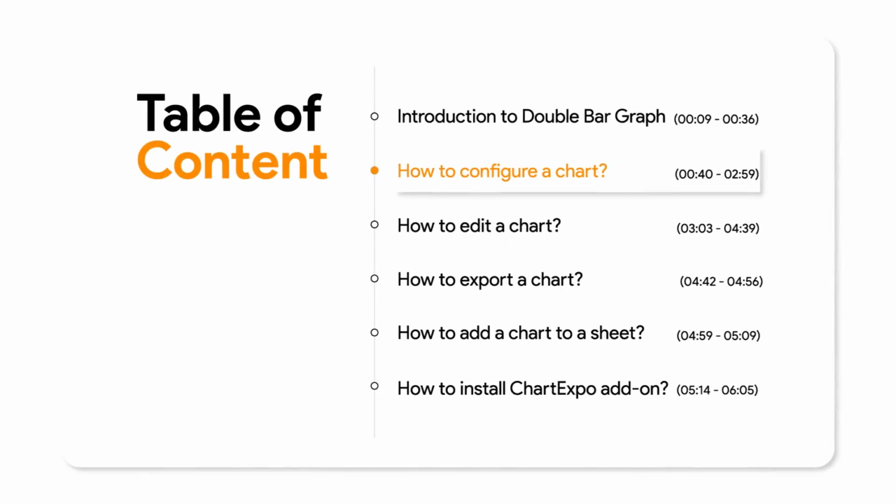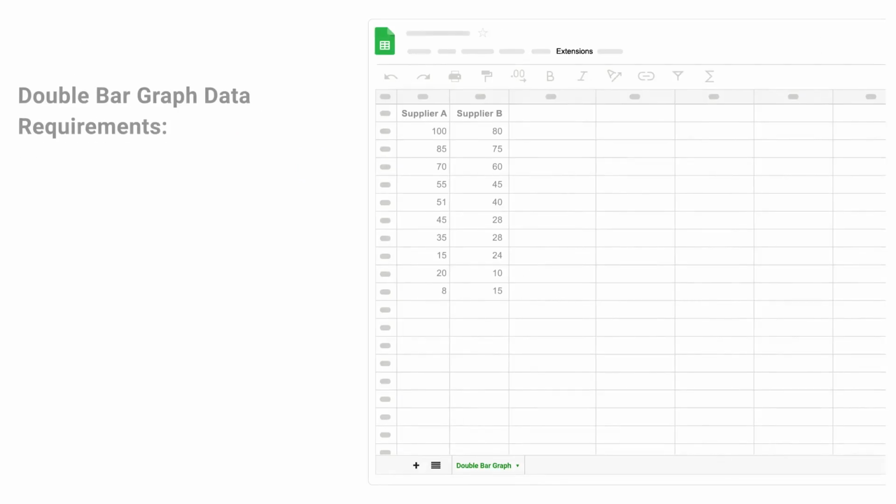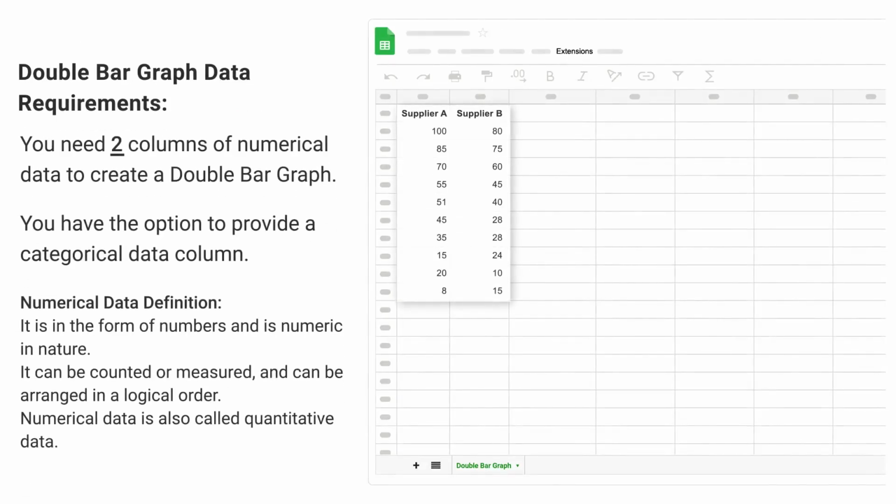How to configure a chart. Double bar graph data requirements. You need 2 columns of numerical data to create a double bar graph. You have the option to provide a categorical data column. Numerical data definition: it is in the form of numbers and is numeric in nature. It can be counted or measured and can be arranged in a logical order. Numerical data is also called quantitative data.